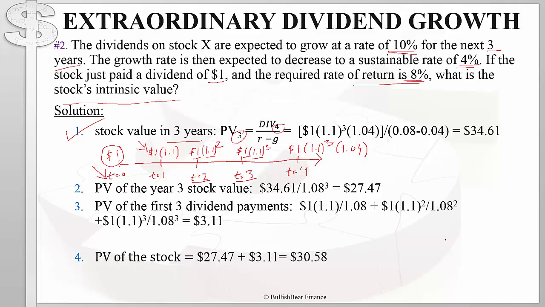And finally, at time t equals 4, when the growth rate will go down to 4%, the dividend payment will be $1 times 1.1 to the power of 3 times 1.04.